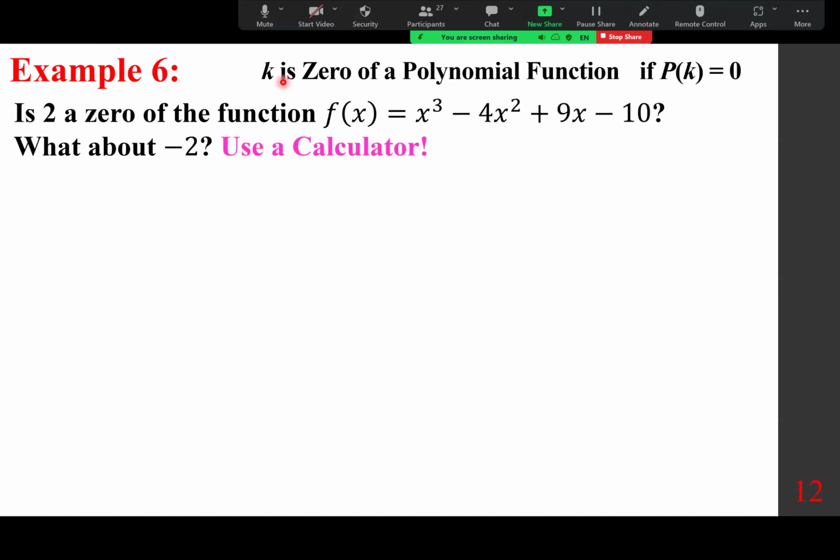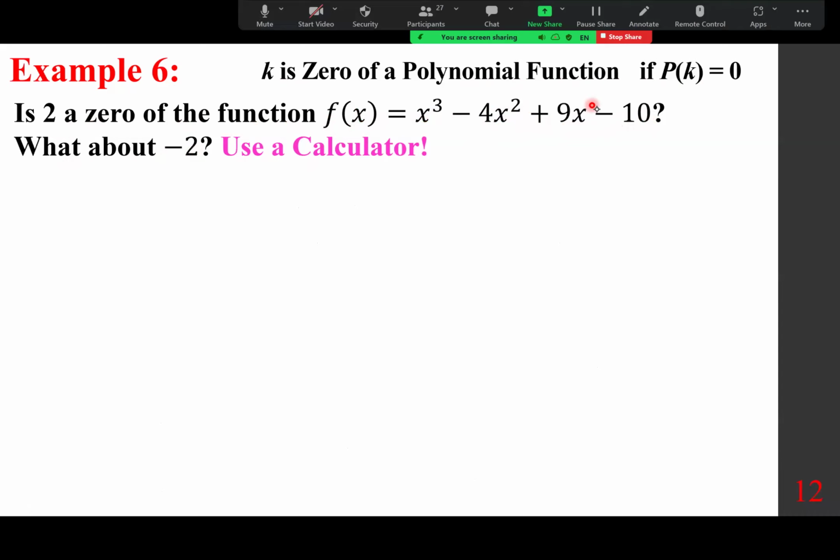Again, reminding you, k is a zero of a polynomial function if p of k is equal to 0. Is 2 a zero of the function f of x equals x cubed minus 4x squared plus 9x minus 10? What about negative 2? Use a calculator. Just by hand, just plug in 2. If it gives you 0, yes. If it doesn't, no. Plug in negative 2, the same thing.